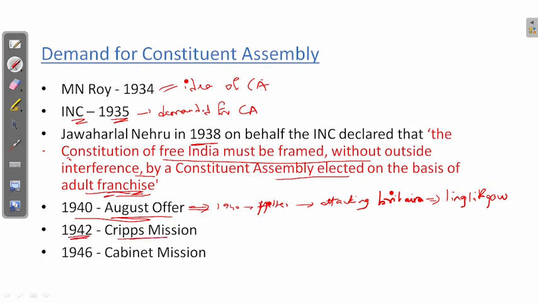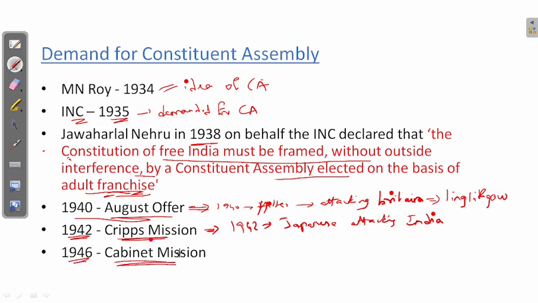Next, in 1942, the Cripps Mission. What happened in 1942? There was a Japanese threat to invade India. At that time, Stafford Cripps came with a proposal. Again, the proposal was dominion status, and defense of India would remain with Britain. Again, this Cripps Mission was not accepted by Congress and Muslims.